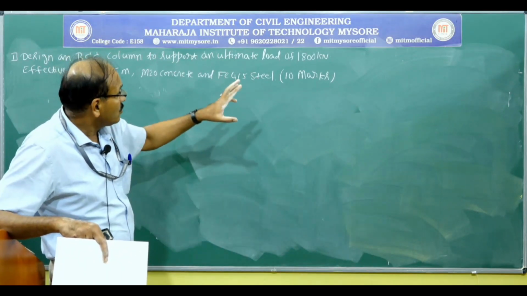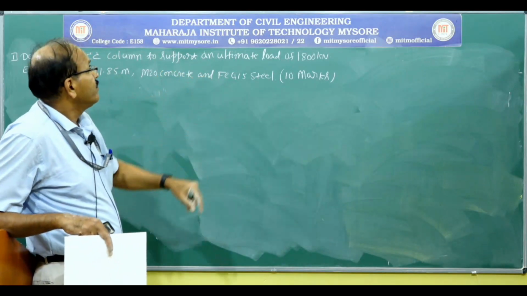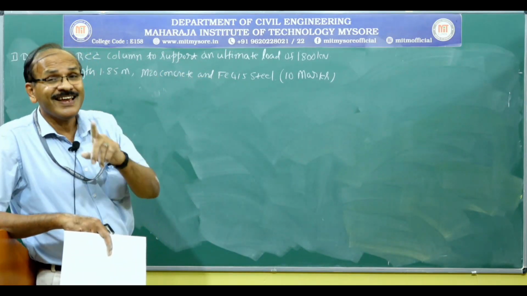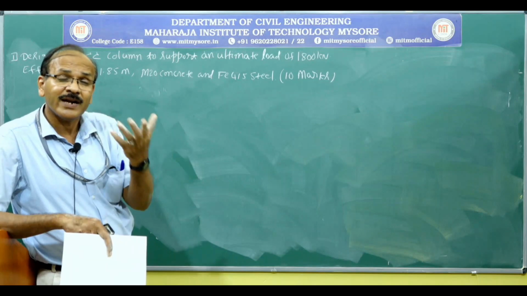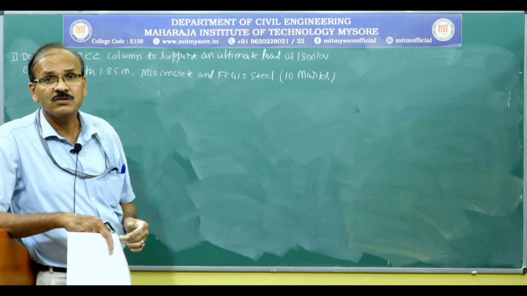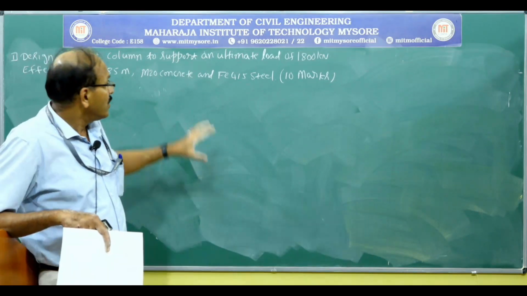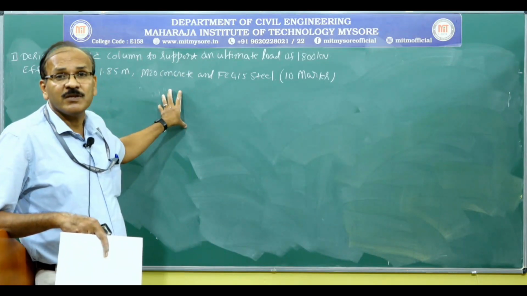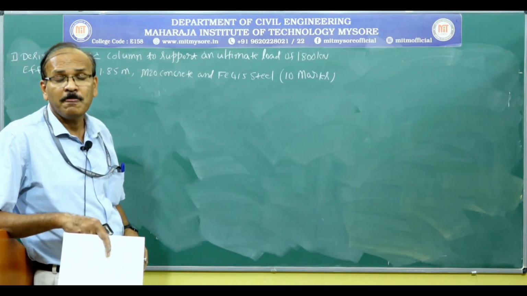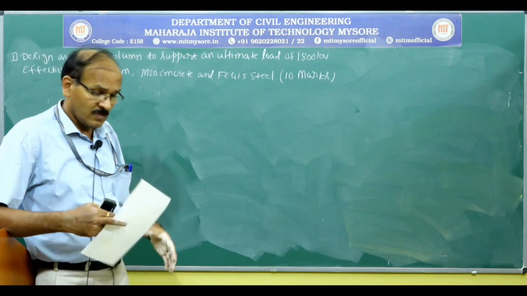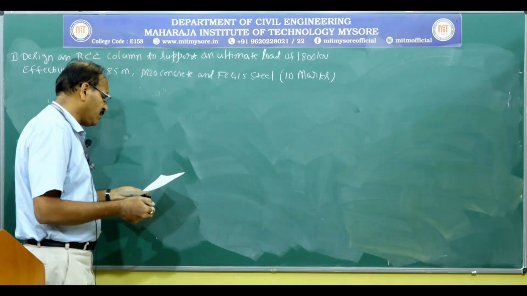Coming to this, the problem does not say whether it is a square column or a rectangular column. The choice is yours. You follow the same steps I did for the previous problem to solve this design. So we shall go with the next problem.